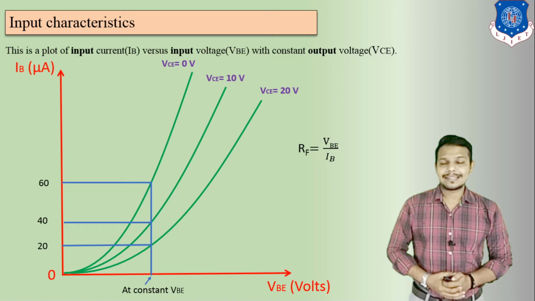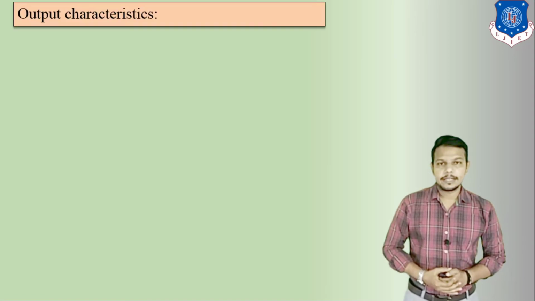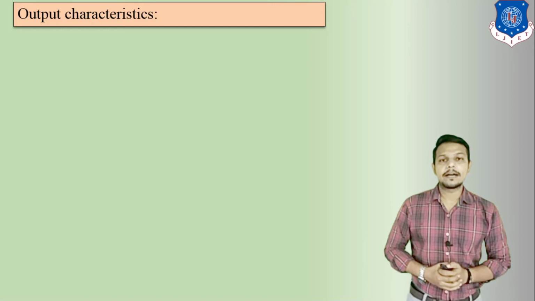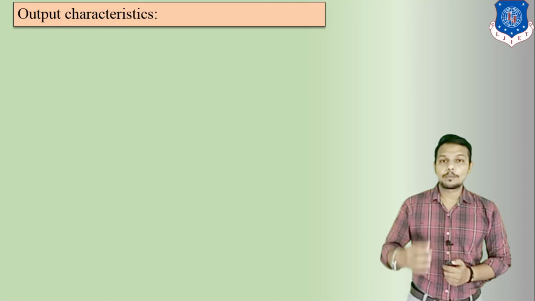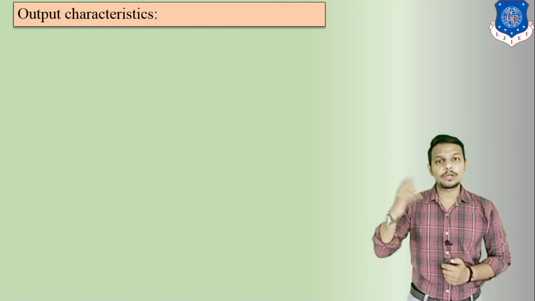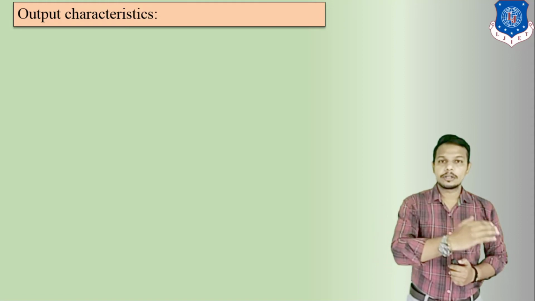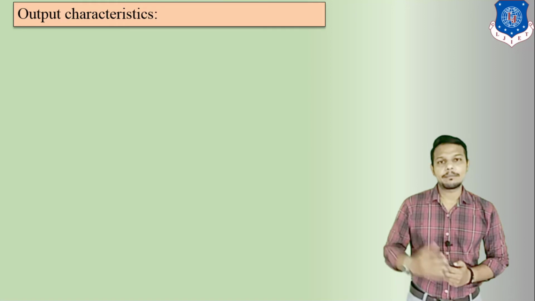Now let us discuss output characteristics. The output characteristics are similar to the input characteristics, but here we take output voltage and output current with different values of input current, that is IB.